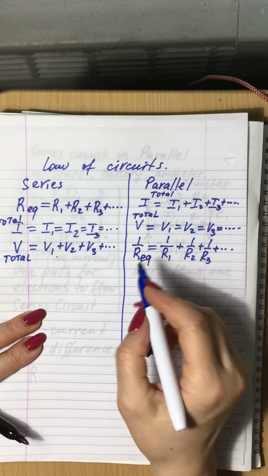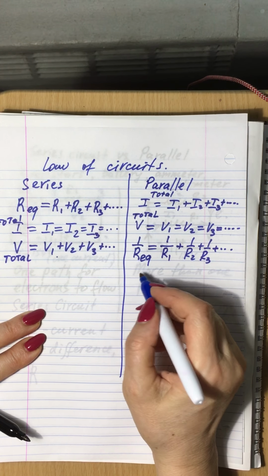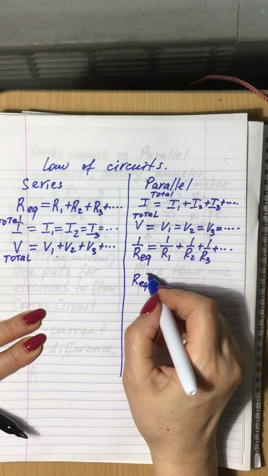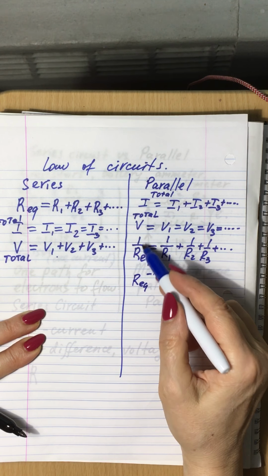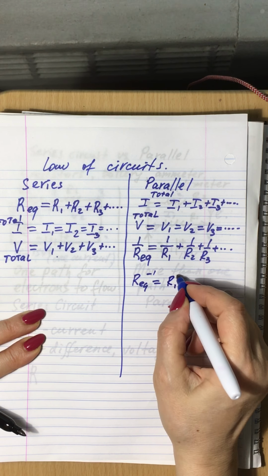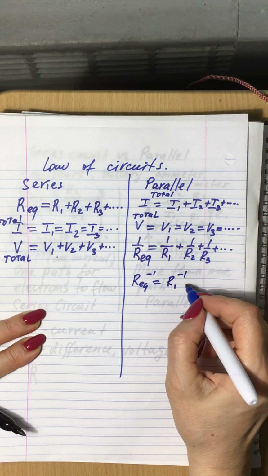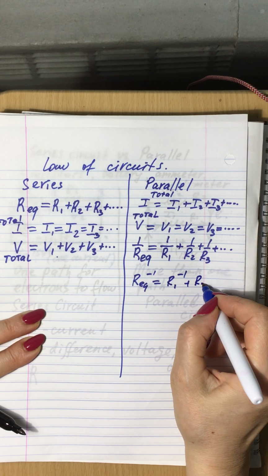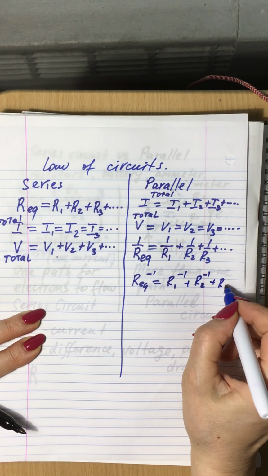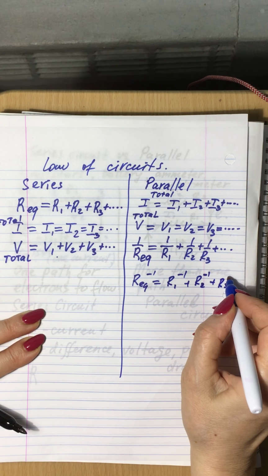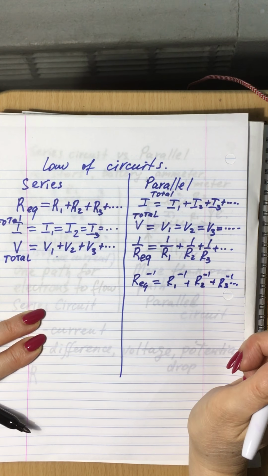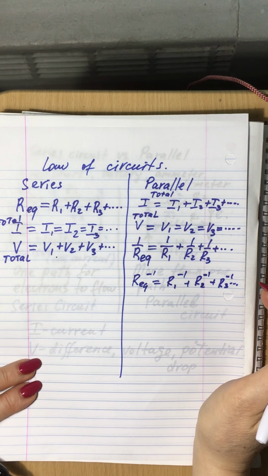I will show you how we can write down a reciprocal in other way. It's R equivalent to the -1. Is it true that that's 1 over R equivalent? It equals reciprocal of R1, plus reciprocal of R2, plus reciprocal of R3, and so forth. So how to use this equation, I will show you in the next video.